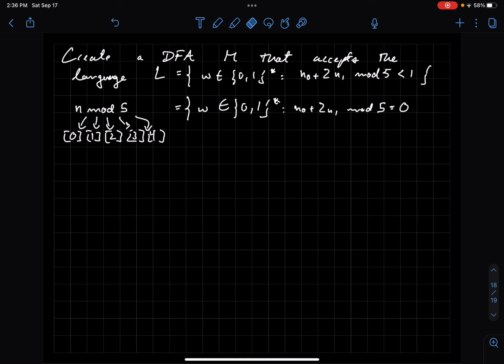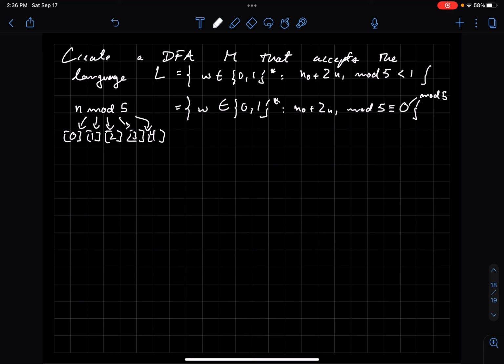And actually here I'm going to be even more precise. You might have seen this in a number theory or discrete math course. I'm going to write congruent to 0, okay? And this congruence just means that it belongs to the equivalence class of 0 mod 5. So really I should be writing 0 mod 5.